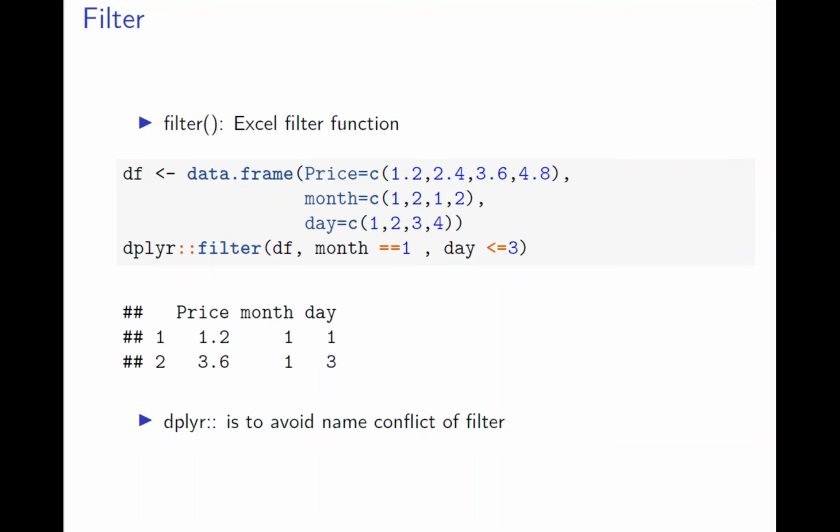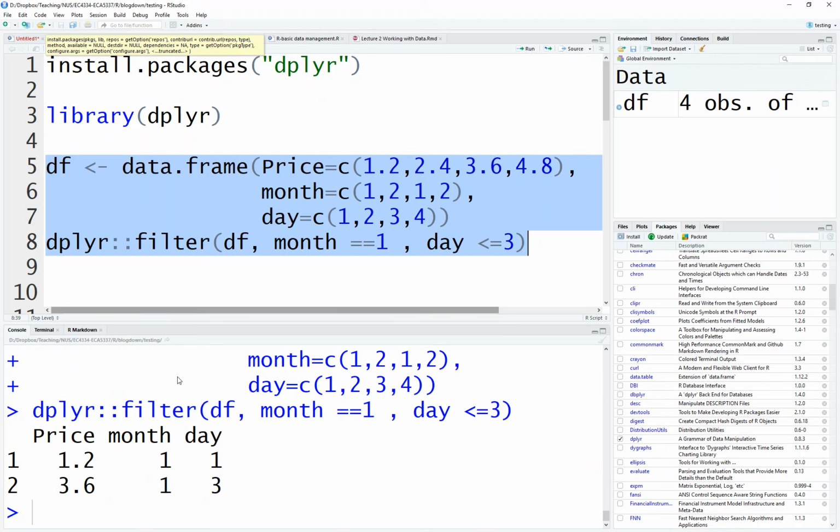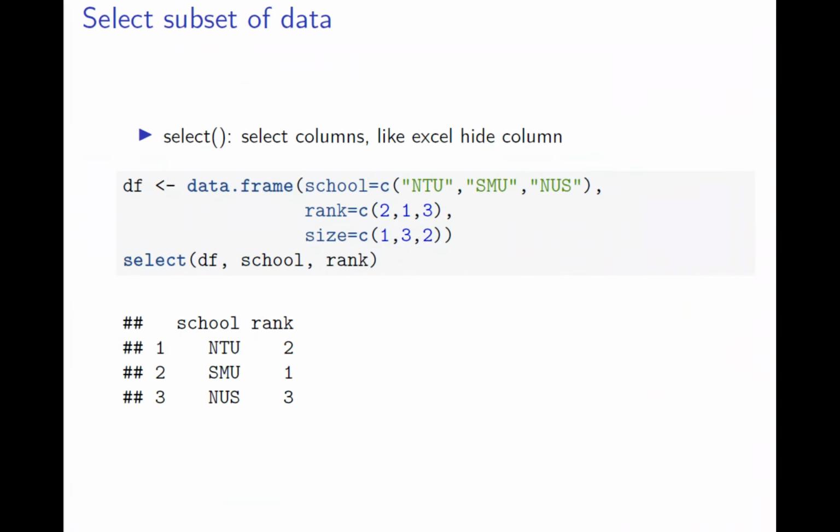Okay, so let's see the R code. Here is the code that is in the slide. If you run this, it will give the thing we expect, just the observations that fit the filter criteria.